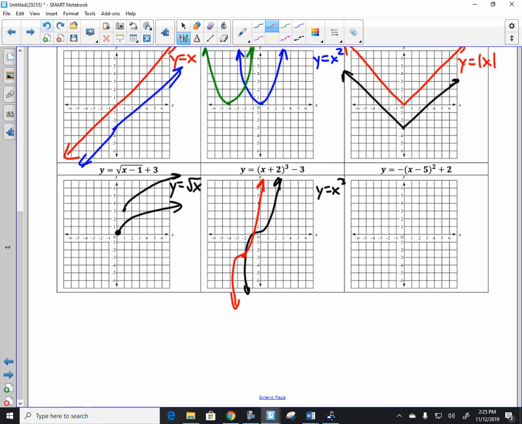And then the next one, again, we have y is equal to x squared. What are the transformations that will happen for this one? Upside down, right 5, up 2. There you have it.